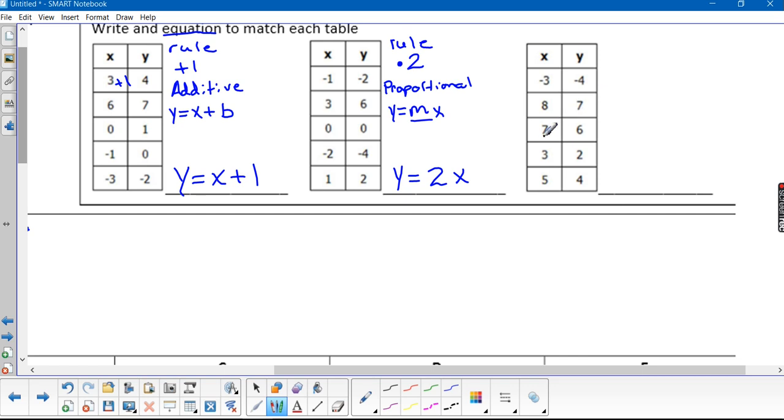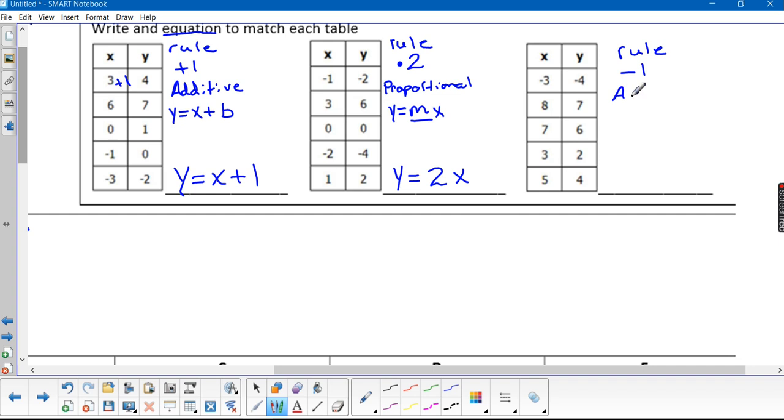I'm noticing the difference of 1 between these. Especially the positives, a lot easier to see. 8 minus 1, 7 minus 1, 3 minus 1, 5 minus 1. And then if I check my calculator in case I'm a little weary, negative 3 minus 1 is negative 4. So I feel really good about my rule being minus 1 or add a negative 1. Either way you want to say it.